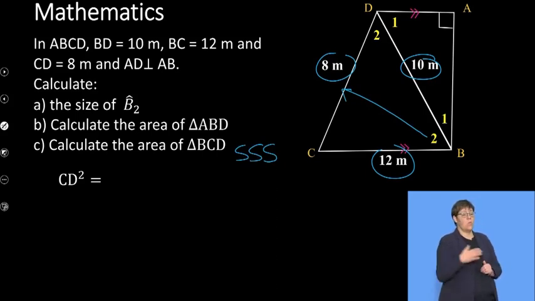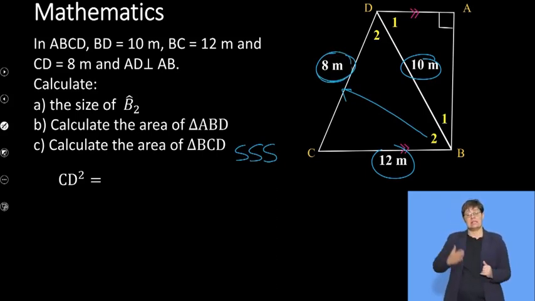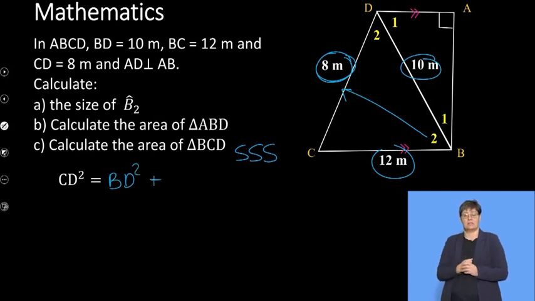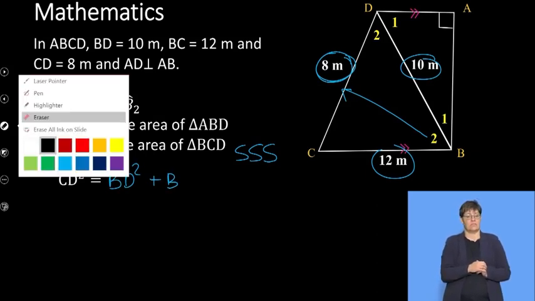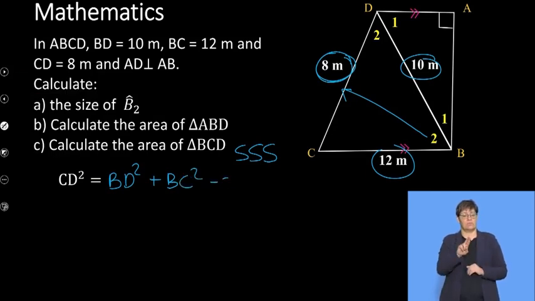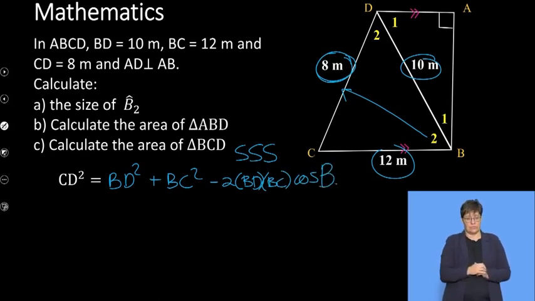And because we want to find B2, we're going to begin with the side across B2, which is CD squared. So CD squared will equal to, and now we're going to use the other 2 sides of this triangle, which is BD squared plus BC squared minus 2 BD times BC and cos of the angle across it. So we want to find cos of B. Remember, that's the one that we want to find.